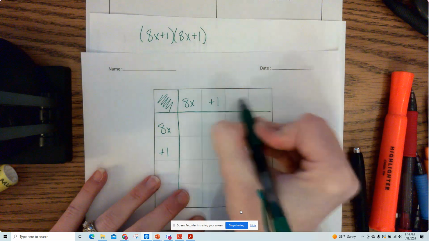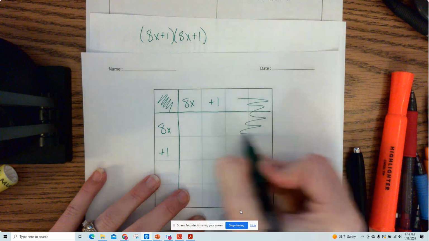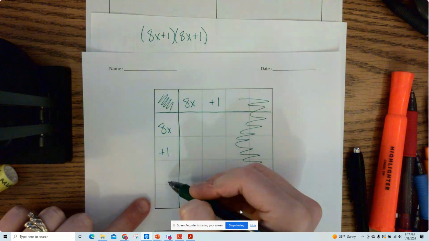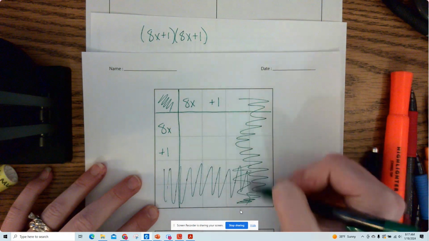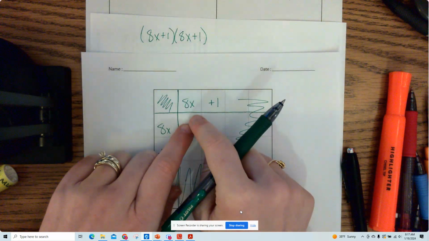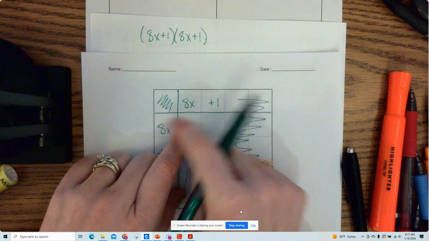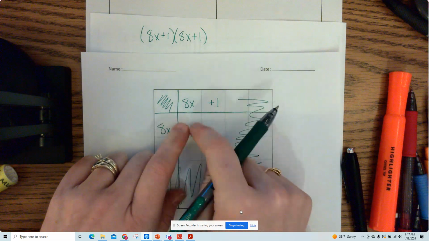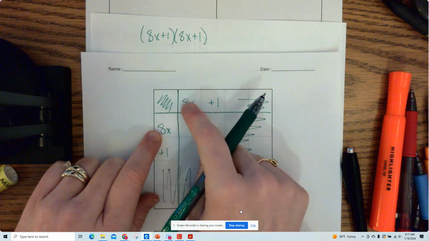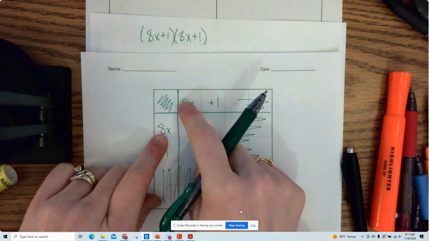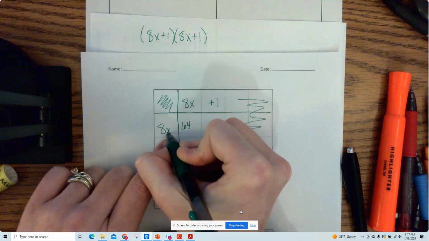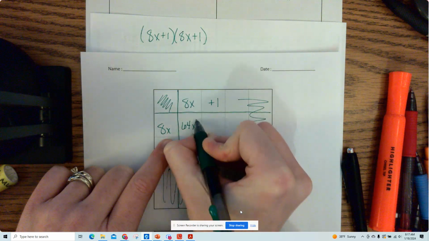All right, so see how we didn't put anything in these two boxes? I can mark these two columns out all the way down. I'm not going to put anything in those. Same with these two rows. I'm not going to use those. It just keeps me from getting extra pieces. So for these boxes, whatever is above it and whatever is to the left of it, you multiply together to solve this box. So 8x times 8x. Do the numbers first. 8 times 8 is 64. Then do the x's. X times x is x squared.